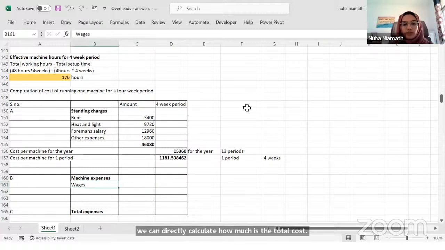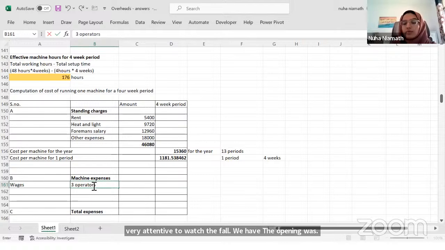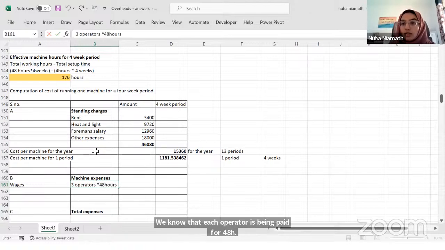Okay. Now look at the formula. Wait. Be very attentive to what is the formula for the wages. We have 3 operators. Clear? Please mention yes in the chat box if you're following every part of this equation. We have 3 operators for each machine. Clear? Okay. We know that each operator is being paid for 48 hours. He's working for 48 hours. Okay. And for each hour, he's paid 20 rupees.